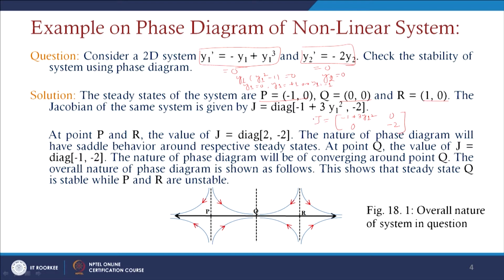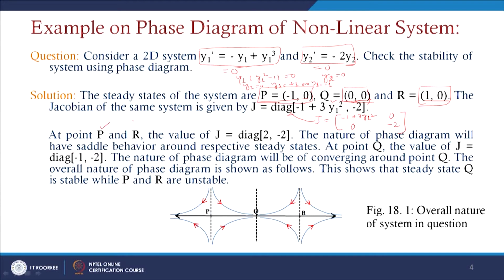Hence, the Jacobian matrix is written as a diagonal matrix with entries minus 1 plus 3 y1 squared, and minus 2. At the different points, we have defined p as (-1, 0), q as (0, 0) and r as (1, 0). At the points p and r, since there is a square function present here, minus 1 and plus 1 both provide the same value. So at points p and r, the Jacobian is represented as a diagonal matrix of 2 and minus 2.